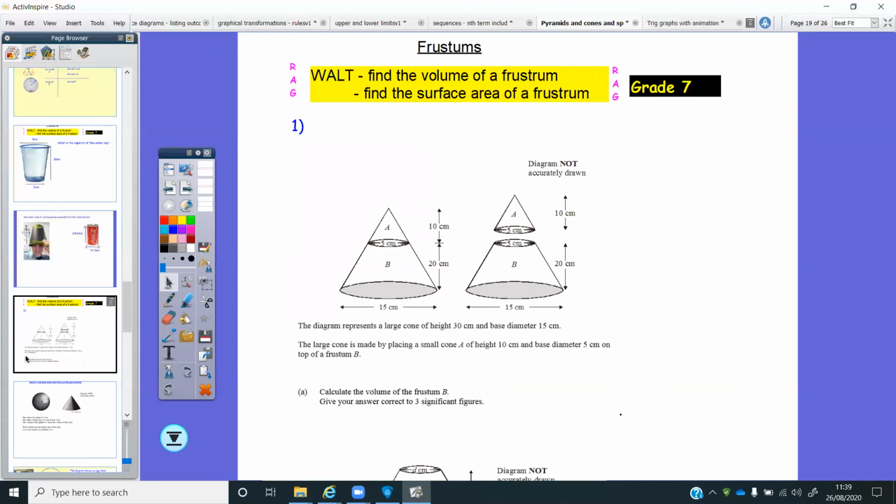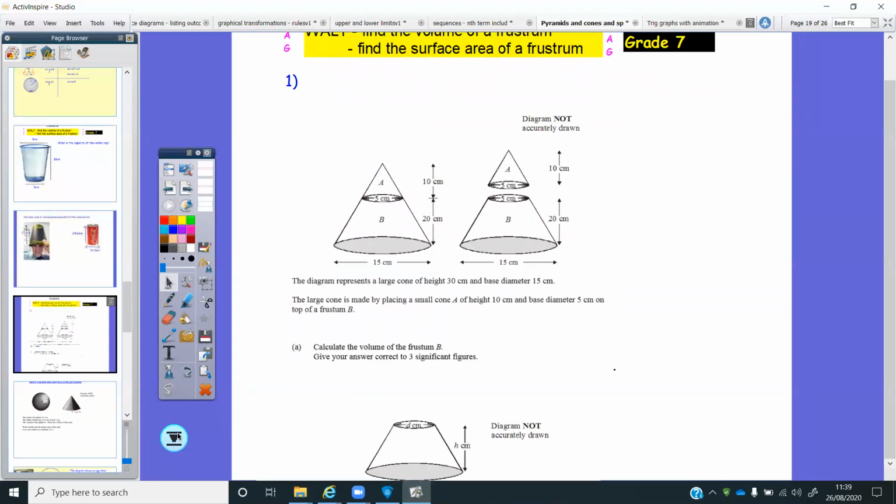And here's a GCSE style type question, which you can get from any exam board. They will have examples of these, I'm pretty sure. Another style there.